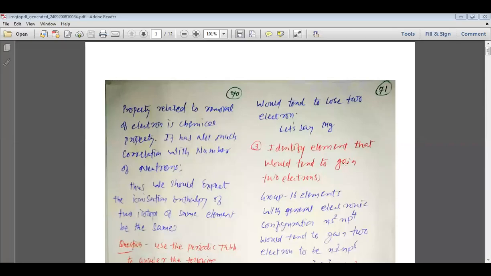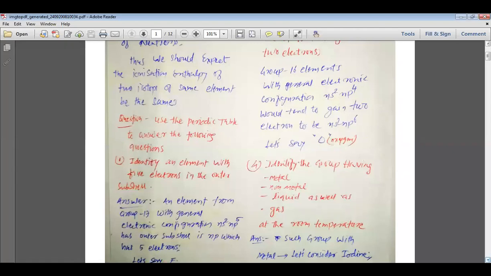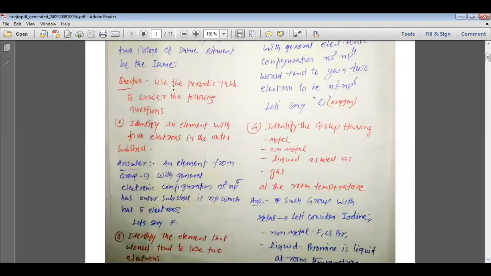Yesterday we studied a few of the exercise questions. The last question we saw was about using the periodic table to answer various questions. By using our knowledge about the periodic table, we answered a few questions.